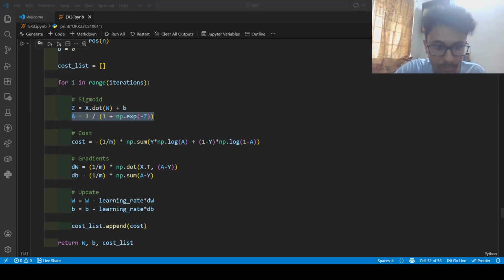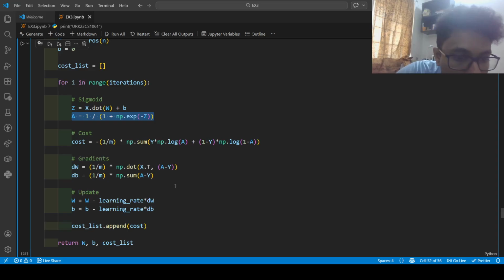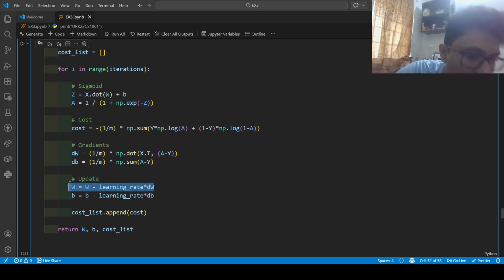After this, we need to find the cost function. The cost function formula is minus 1 by m summation of y into log a plus 1 minus y into log of 1 minus a. Here, we are using this cost function to minimize the gradient descent. So we have minimized this using gradient descent. The gradient descent means minimizing the cost function. Here we need to update the weight. So yes, we have updated the weight.